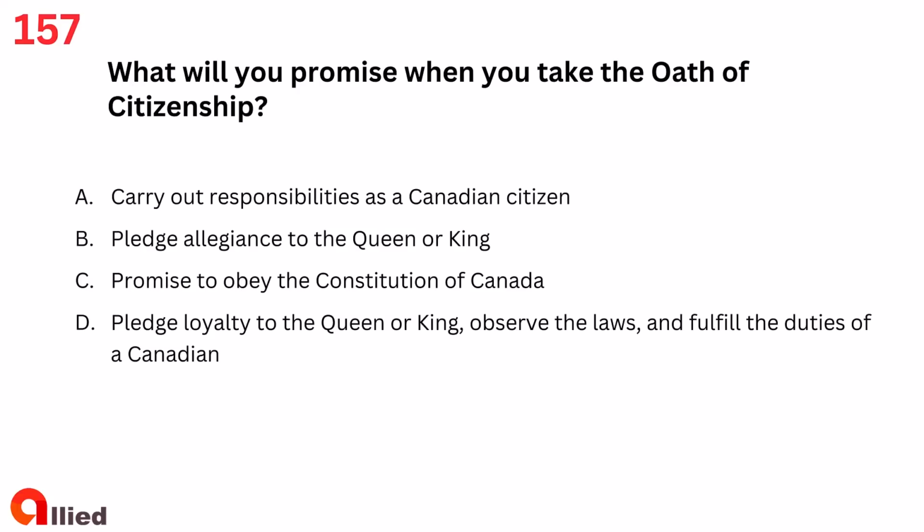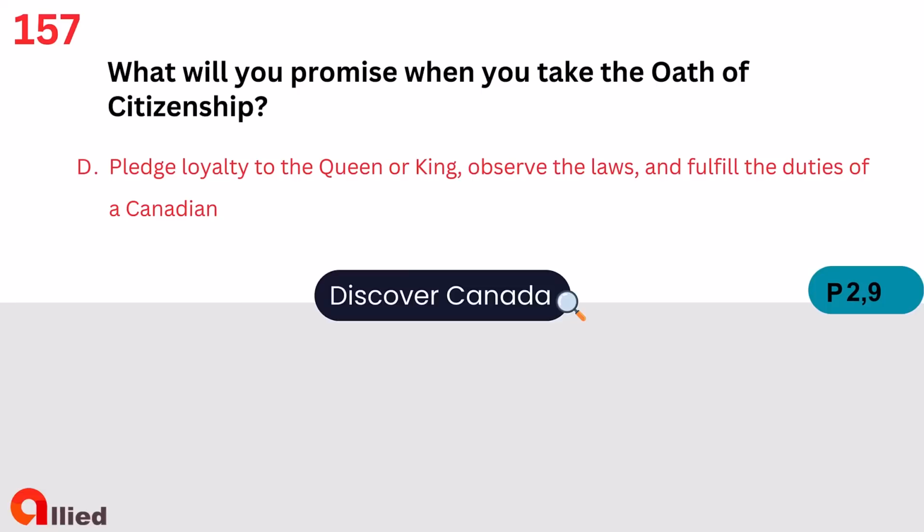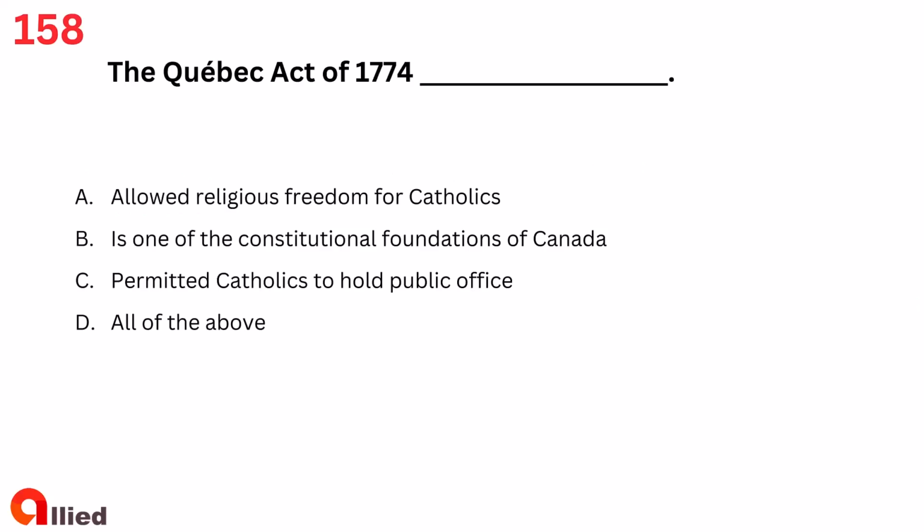Question 157. What will you promise when you take the oath of citizenship? A. Carry out responsibilities as a Canadian citizen. B. Pledge allegiance to the Queen or King. C. Promise to obey the Constitution of Canada. D. Pledge loyalty to the Queen or King, observe the laws, and fulfill the duties of a Canadian. The answer is D. Pledge loyalty to the Queen or King, observe the laws, and fulfill the duties of a Canadian.